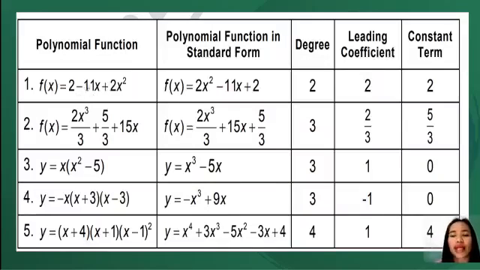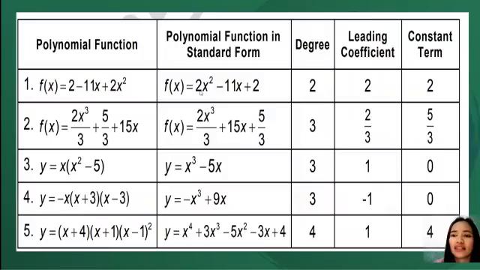Let's take number 1. f of x equals 2 minus 11x plus 2x squared. In standard form, we must have 2x squared minus 11x plus 2. So we need to take a look. First we have exponent 2, exponent 1, and then we have the constant term. So this one is in standard form already. Then what's the highest exponent? The highest exponent is 2. Since the highest exponent is 2, therefore the degree is 2.